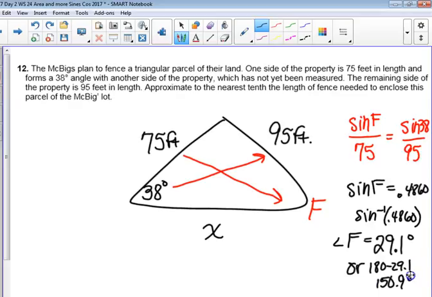Okay, now there's my two possible angles for F, but if I know I already have a 38, can I have a 150? No, this angle cannot be 150.9 because there's already a 38 in here. So this angle has to be 29.1. Now can we find this guy up here? 180 minus 38 and 29.1 is 112.9. Now we can finally find side X.